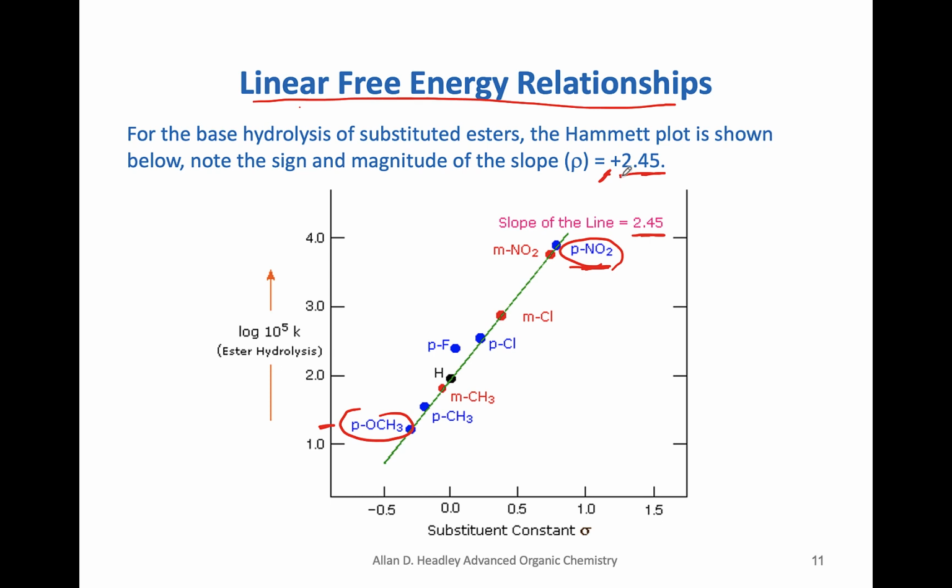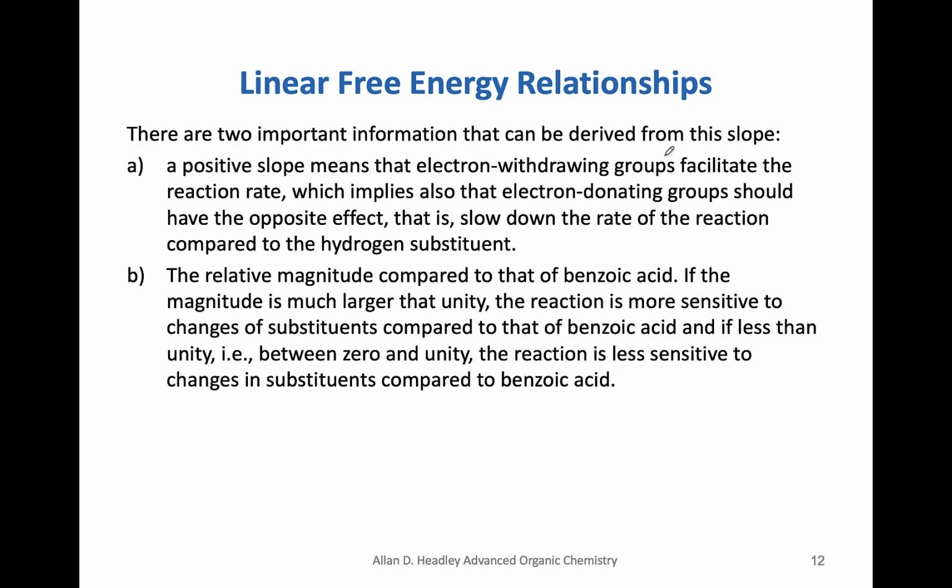However, the slope here is much larger, which means that it's more sensitive. So let's give you more details here. Just to summarize what I said earlier, a positive slope means that electron withdrawing groups facilitate this reaction, which also implies that electron donating groups will have the opposite effect on this reaction. Key again is a positive slope means that electron withdrawing groups will favor this reaction.